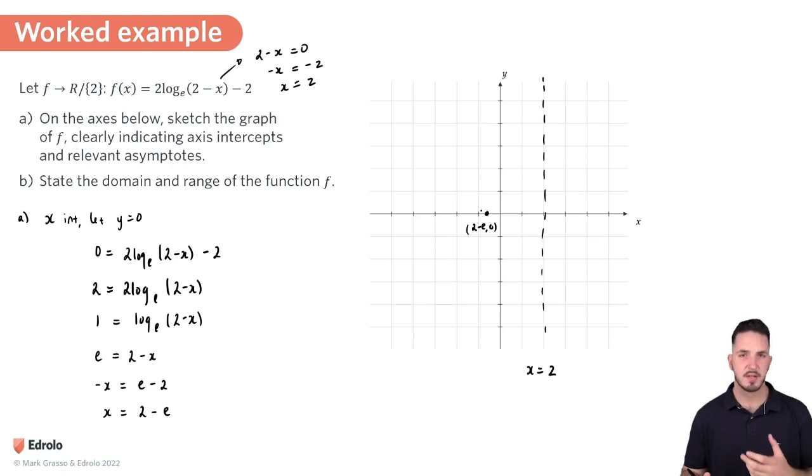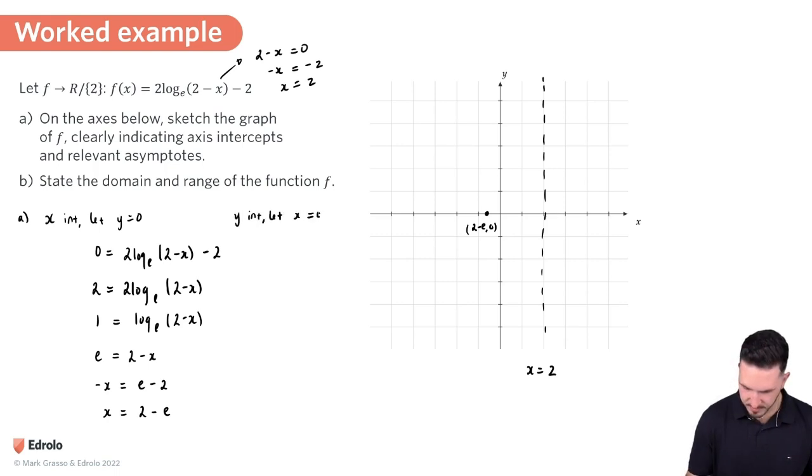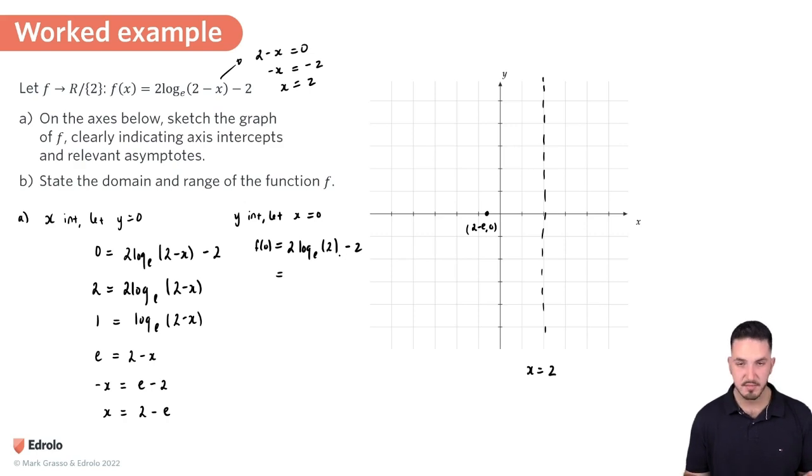Again, over time, you'll become more familiar with the approximations of e and logs, or base e logarithms, I should say. We'll let x equal 0. So we're going to have f of 0 equals 2 log e of 2 minus 2. Log e of 2 will be less than 1, so it's going to be negative. We can't simplify that any further, so that's just what it is.